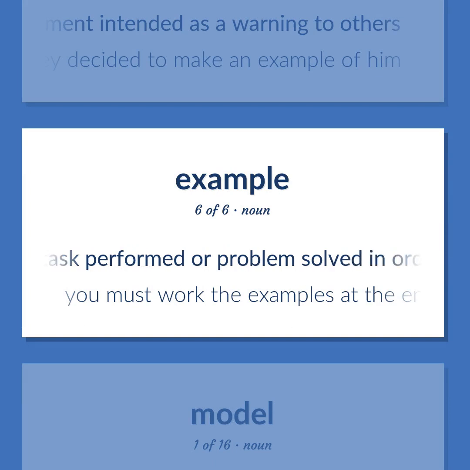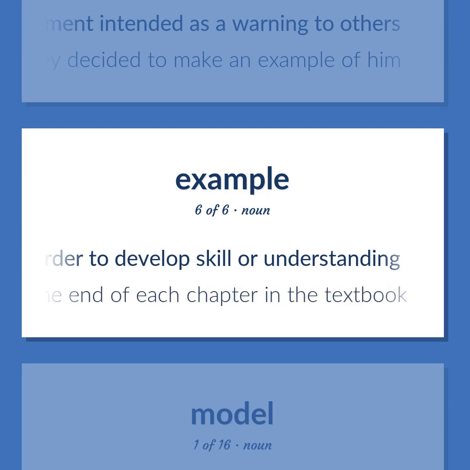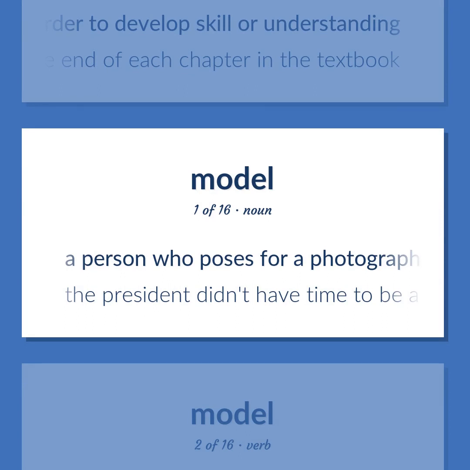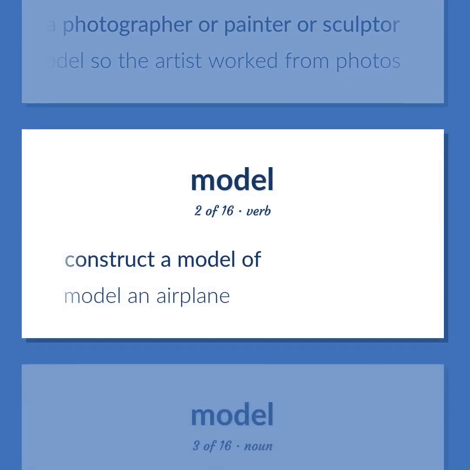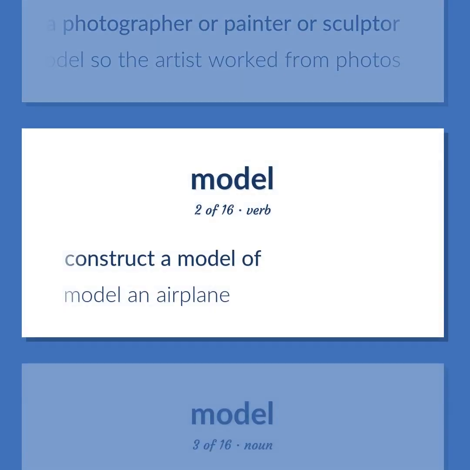A task performed or problem solved in order to develop skill or understanding. You must work the examples at the end of each chapter in the textbook. A person who poses for a photographer or painter or sculptor. The president didn't have time to be a model, so the artist worked from photos. Construct a model of. Model an airplane.